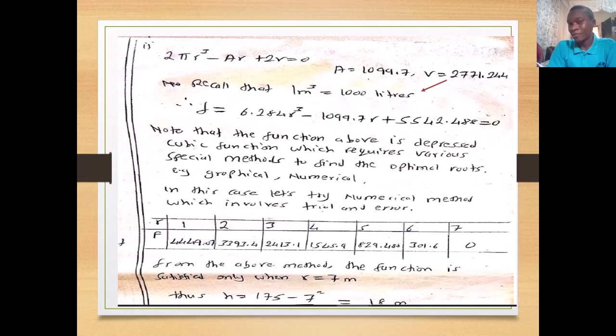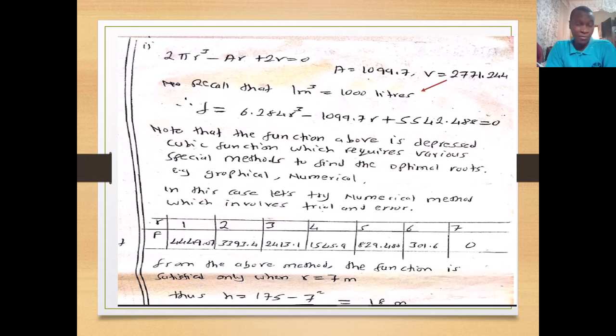Now you have this function. What next? Note that the function above is a depressed cubic function. A depressed cubic function means it has a cubic element and it doesn't have any squared element. Instead, it has only the first degree and the third degree. This kind of function requires various special methods to solve so that you find the real roots. In this case, we are going to apply the numerical method.